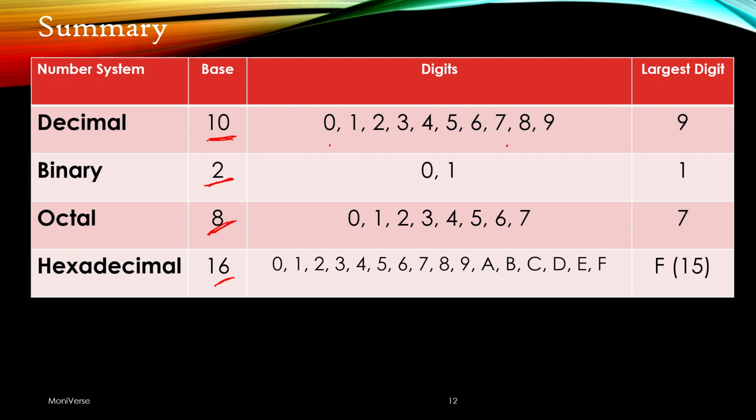And for binary, it is 0 and 1. And for octal, it is 0 to 7. And for hexadecimal, it is 0 to 9, and it will be including the alphabetical values from A to F, which is varying from 10 to 15, right? So these show the last digits.